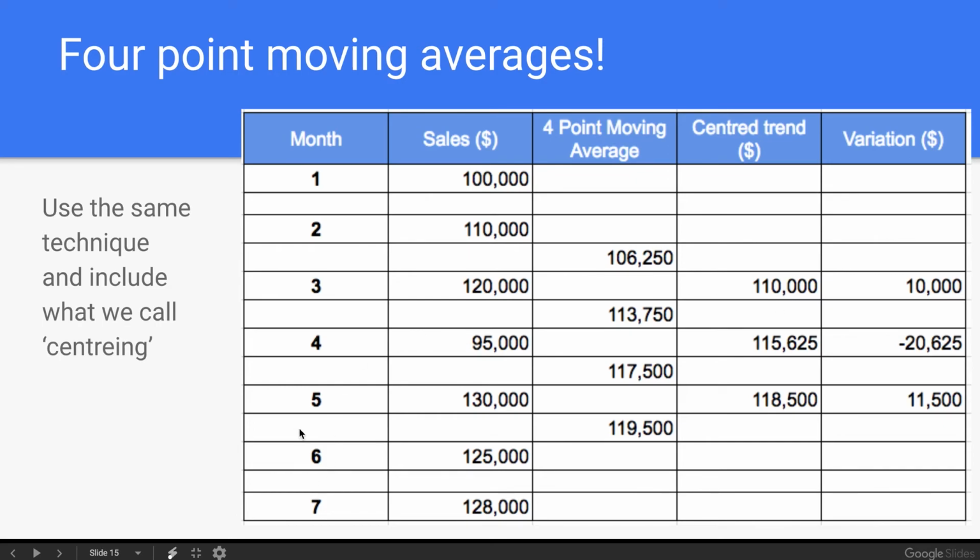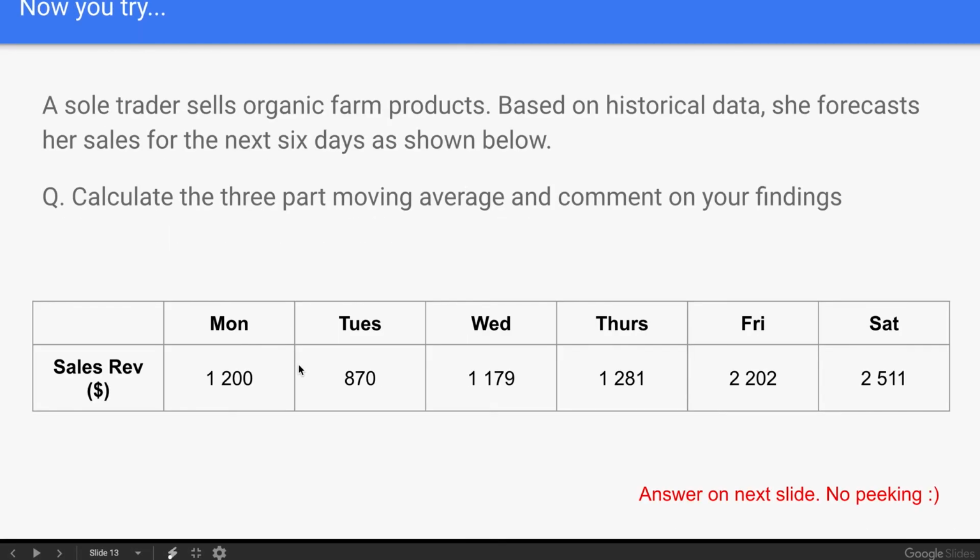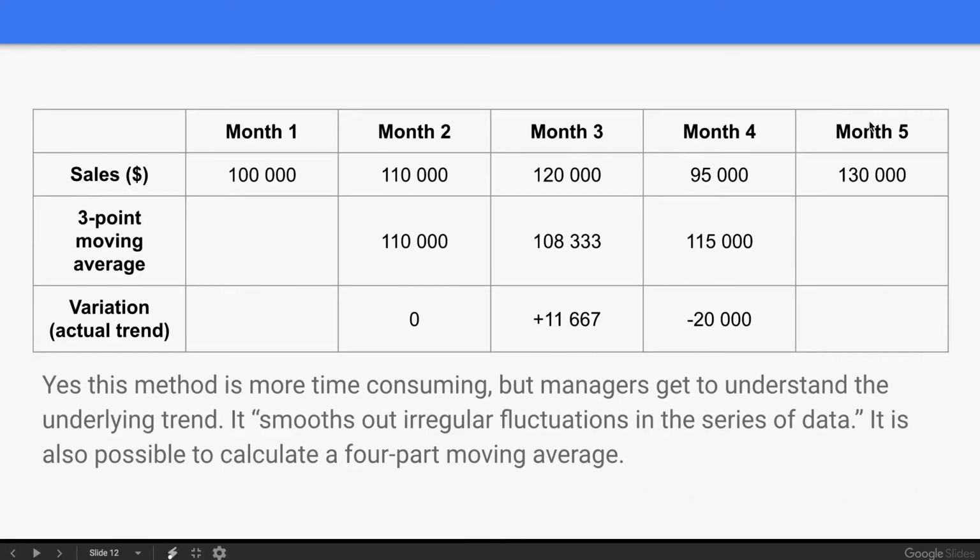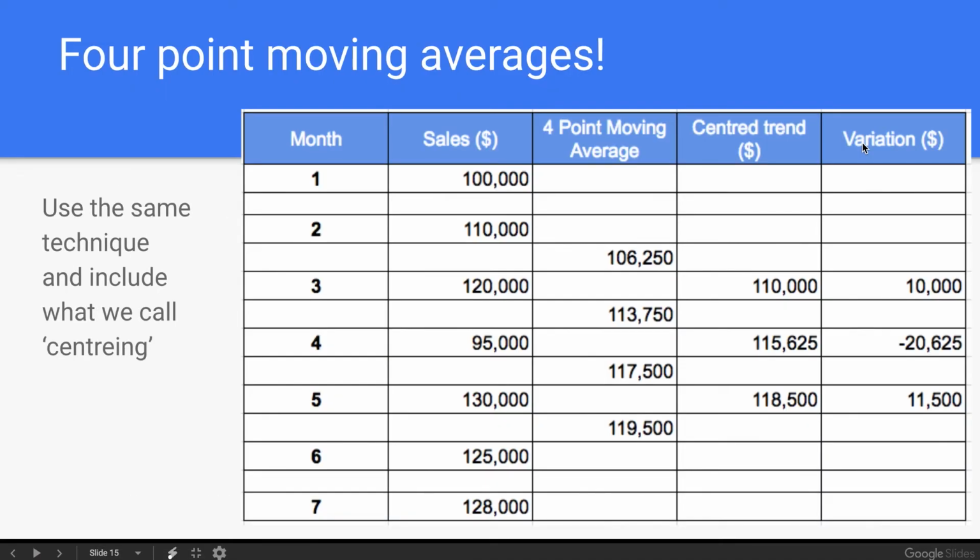So you can see that you have 7 months of sales here. So you can come up with a better trend line than in the previous example where we only had 5 months of sales. So if you have a minimum of 5 months, you need to do a 3-point moving average. You need at least 7 months of sales to do a 4-point moving average. But it's the same exact concept, right?